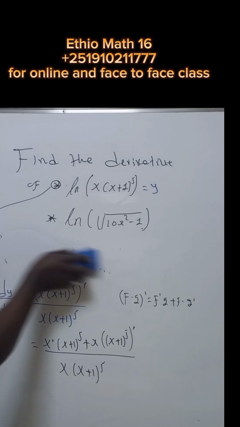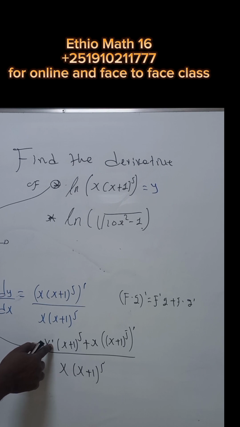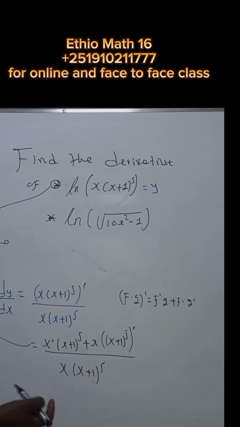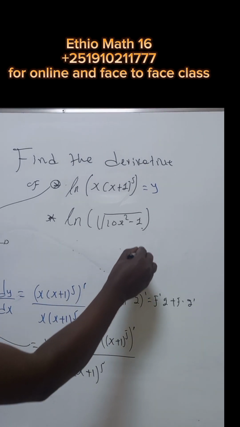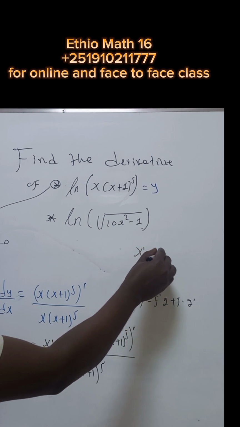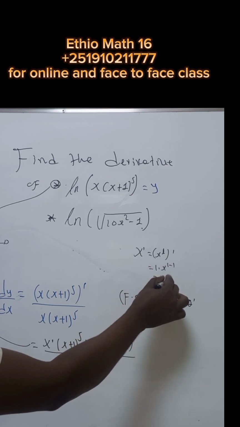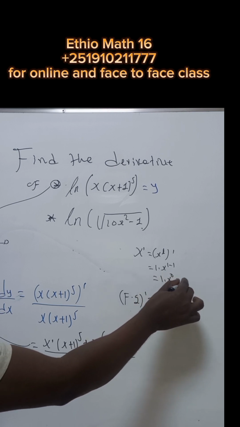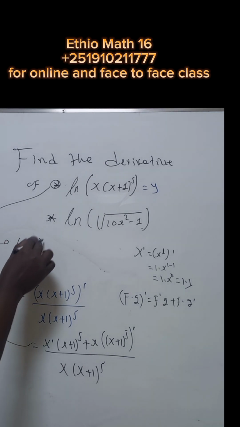Then let's simplify the final result. The derivative of x is simply 1. You know the reason: x means x raised to 1, so its derivative is 1 times x raised to 1 minus 1, which is 1 times x raised to 0, and that is 1 times 1, which is 1. So because of this principle, the first part will be (x plus 1) raised to 5.